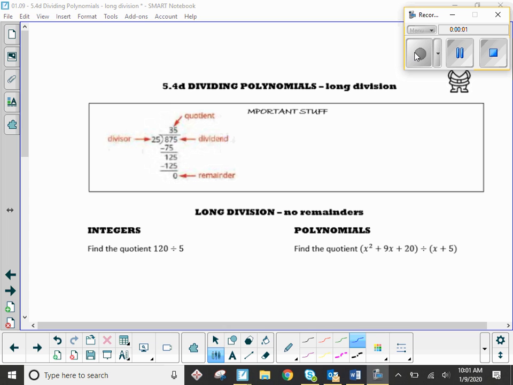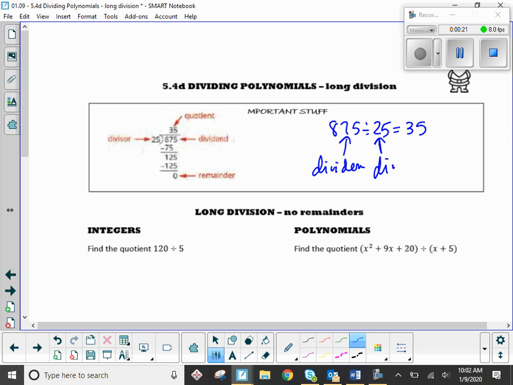Quotient, divisor, remainder. That's what it looks like when you write out the long division. It's the same as writing this from left to right. This is your dividend. What you're dividing by is called the divisor. And the answer you get is the quotient.